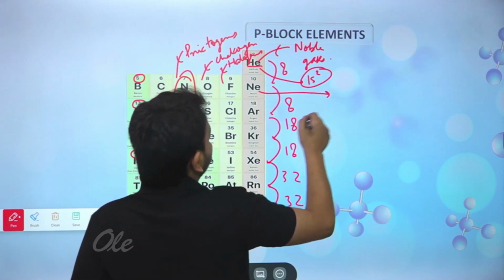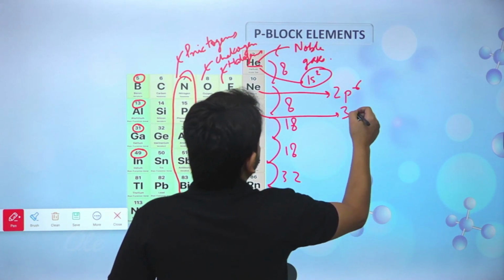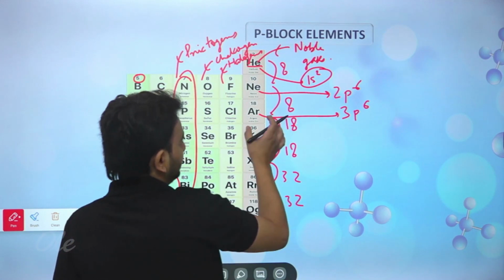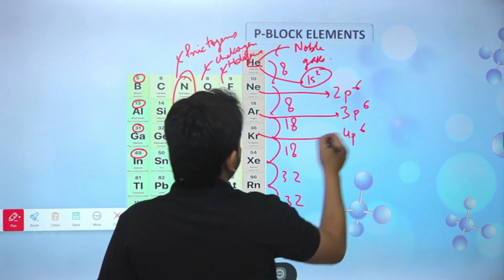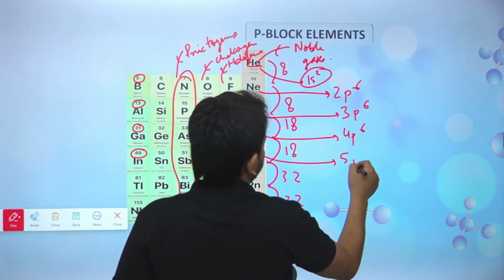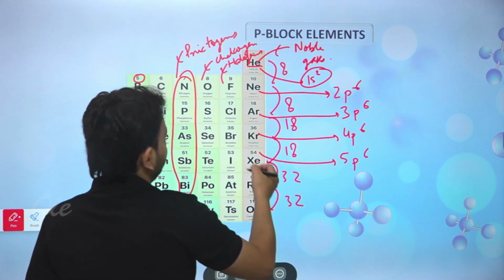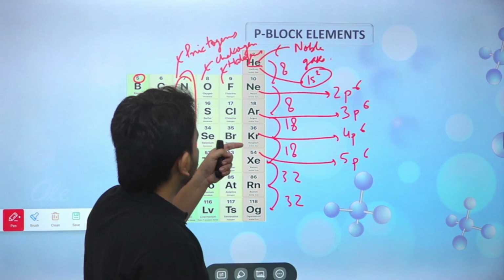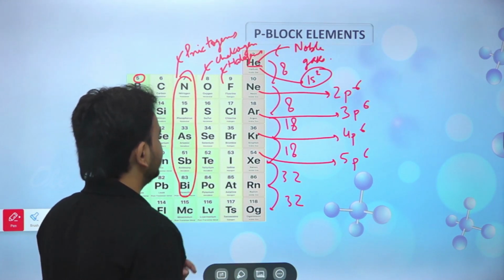Then this neon, this is 2p6, this is 3p6, right? The final shell configuration, right? But obviously there will be something before that. Then this is 4p6, then this is 5p6, and you should remember the atomic numbers: 2, 10, 18, 36, 54, 86, right? 2, 8, 8, 18, 18, 32, 32, right? Like that.